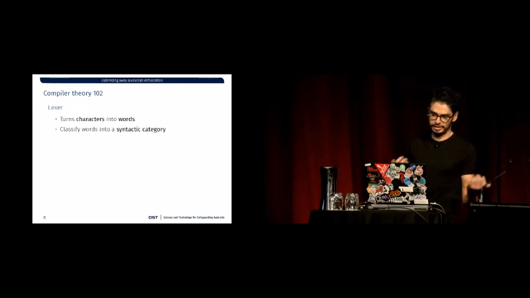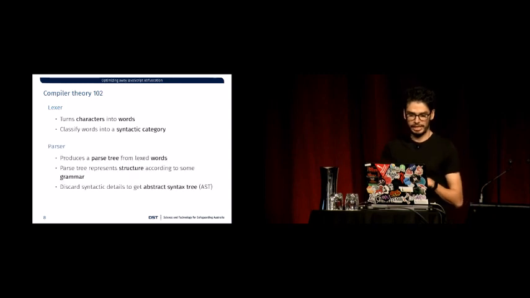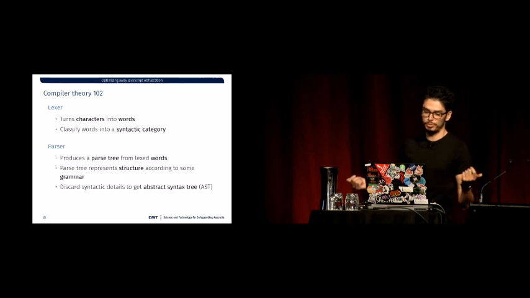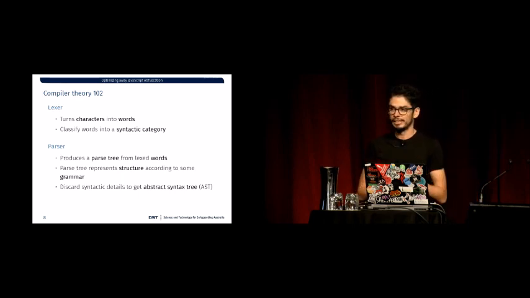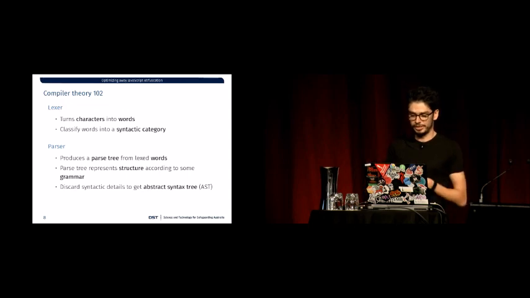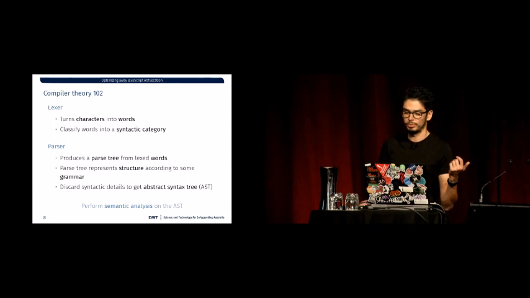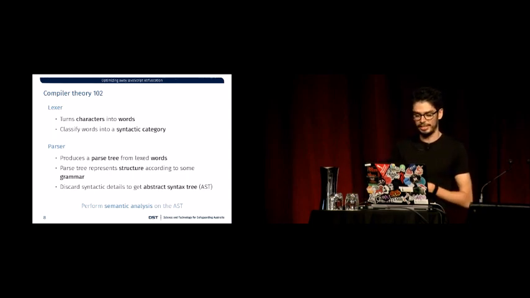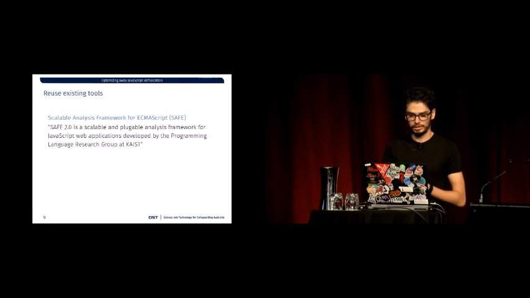All right, so I kind of touched on this before, but the lexer turns the characters into words, and then the parser is kind of the interesting thing. So we take that stream of words, we generate a parse tree according to some grammar, and then we discard a bunch of uninteresting things to get the AST. And then what we want to do is apply some sort of analysis and some sort of transformations on the AST to do our deobfuscation.